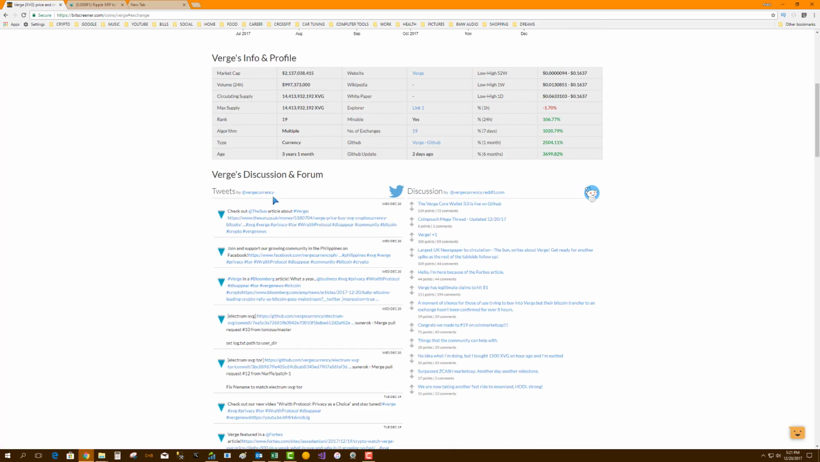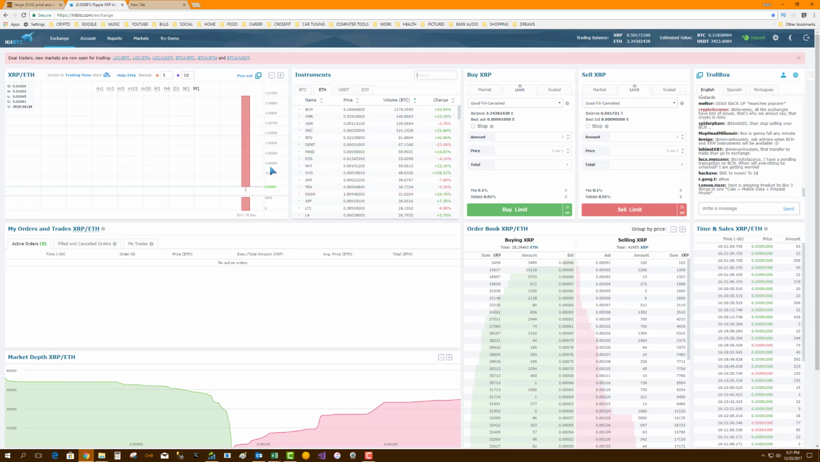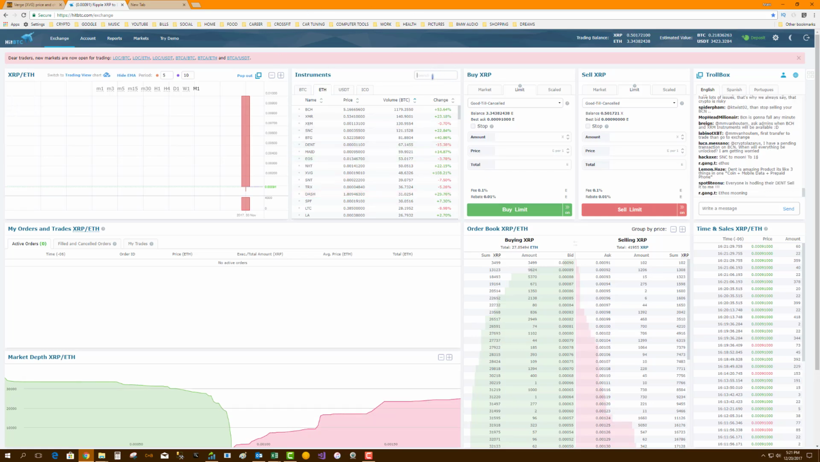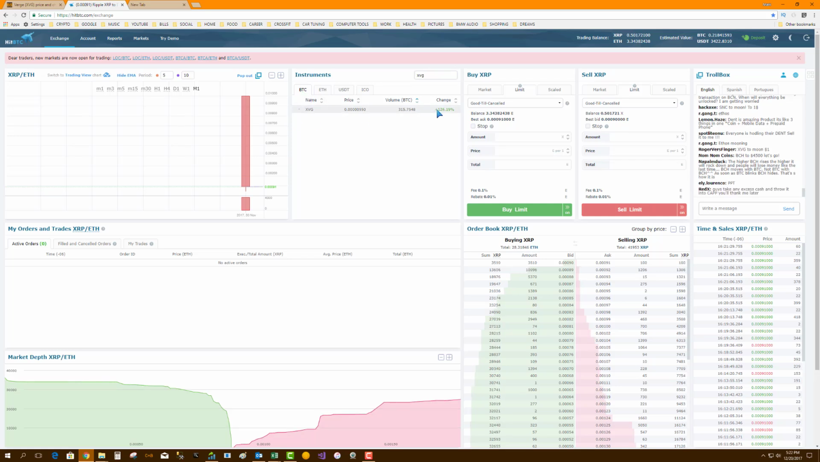So how do you figure that out on HitBTC? Let's go back to HitBTC. The way you find it out is you search for a coin in this box called Instruments. So let's look at XVG, and let's start over here on the BTC tab. So we're going to type XVG. If it didn't exist in that market, it won't show up down here.